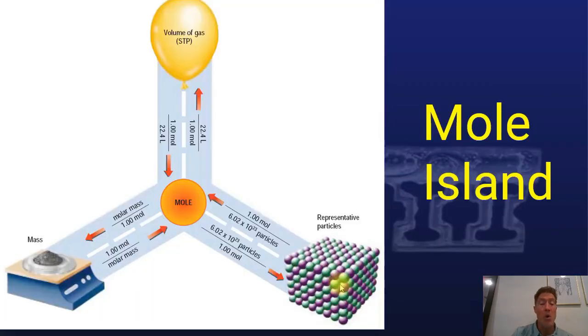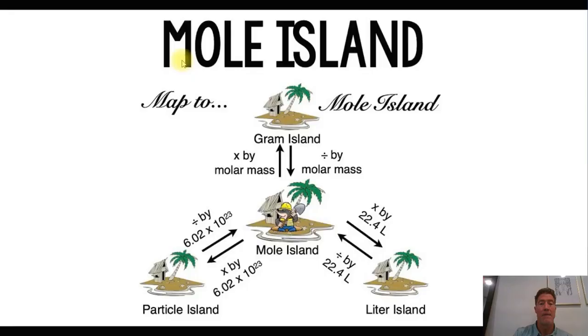All right, key concepts: mole island. Mole island is the central concept in chemistry for converting from weight to number to volume and back again. So again, if you start at particle island and want to go from particles to moles, you either multiply or divide, depending which way you're going, to get to a mole. Then if you want to go to volume, you either multiply or divide by 22.4. Or if you want to go to grams, you either multiply or divide by molar mass. All things go through the mole.